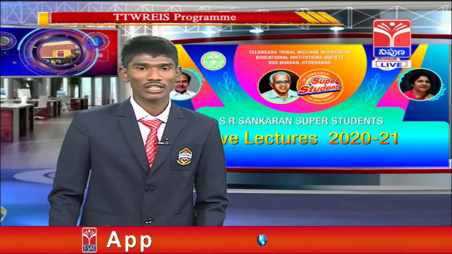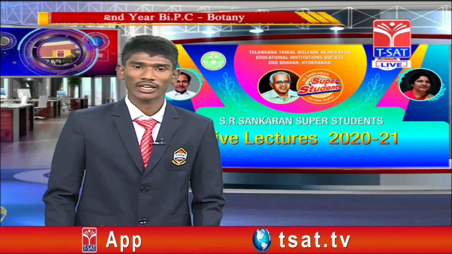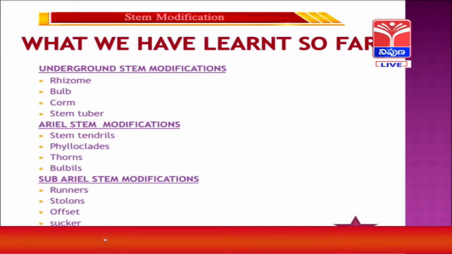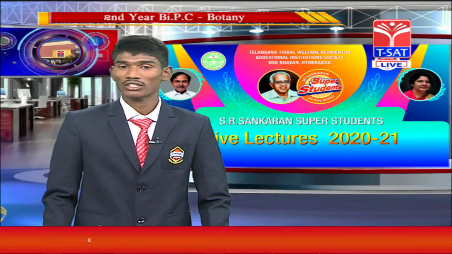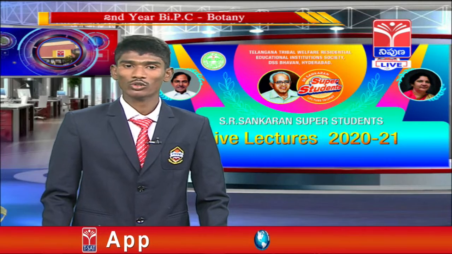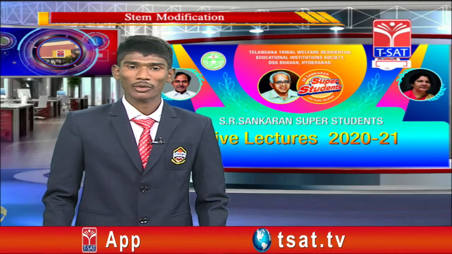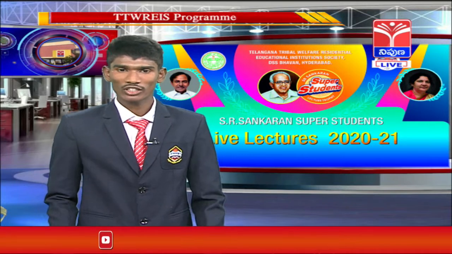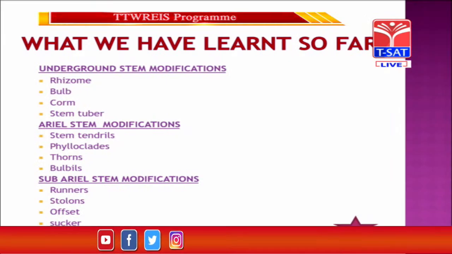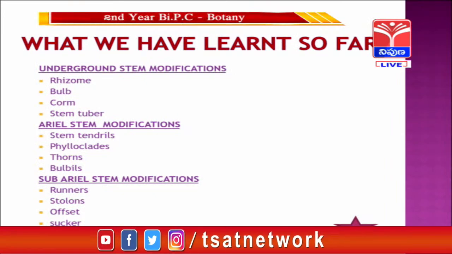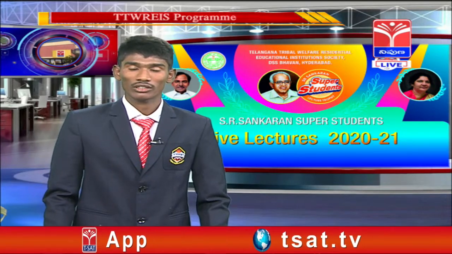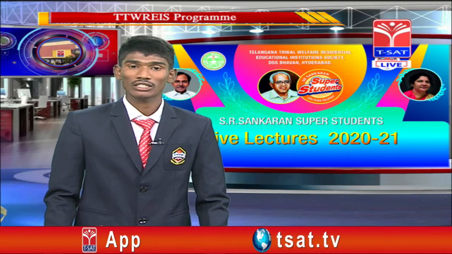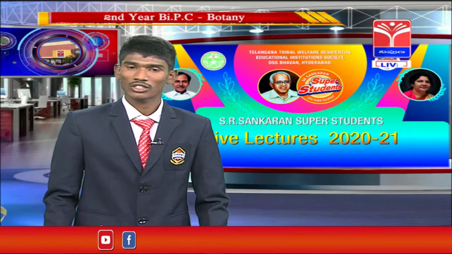The first one is underground stem modification, the second one is aerial stem modification, and the third one is subaerial stem modification. In the underground stem modification, there are four types. The first one is rhizome, the second one is bulb, the third one is corm, and the fourth one is stem tuber. The example for the rhizome is ginger. The scientific name of ginger is Zingiber officinale, and the next one is bulb. The example for the bulb is onion. The scientific name of onion is Allium cepa, and the next example is corm.